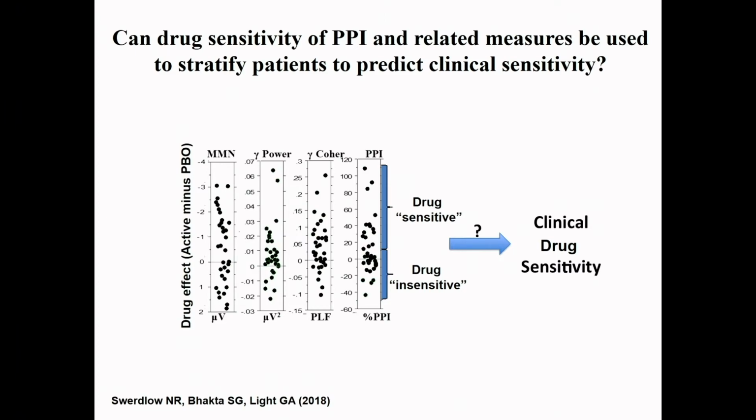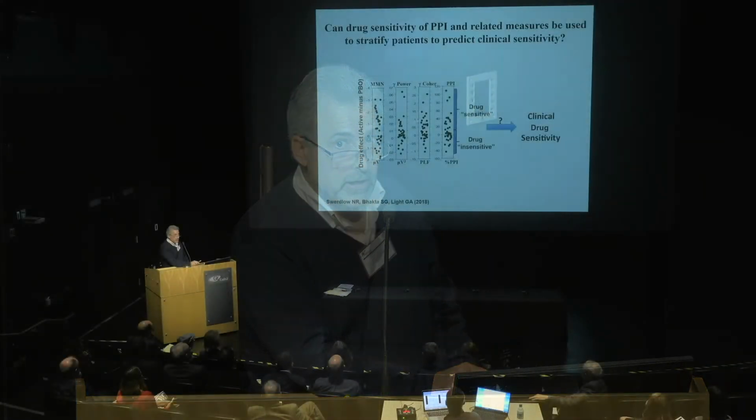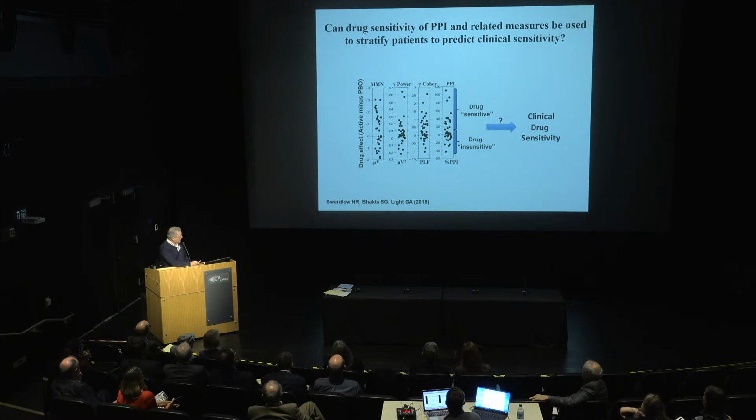Others show no change, and we call them drug insensitive. The question we're asking is whether this phenotype or biomarker predicts whether those individuals are going to be sensitive or insensitive to the drug. We've got clinical trials in progress now where we're doing that. Like I said, it's too soon to know if it's a good idea or a bad idea.